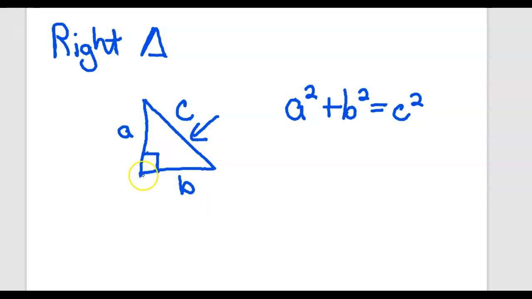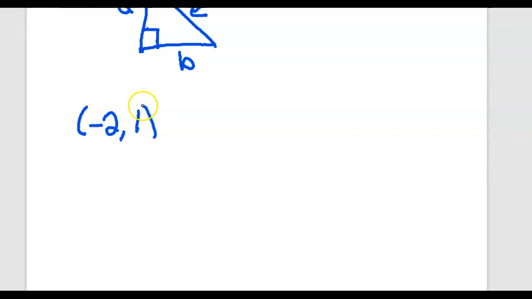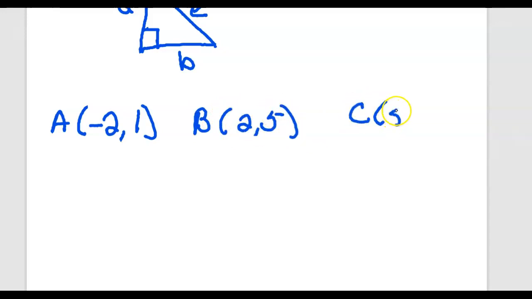Now, when I have just 3 points, and I want to determine if they are points of a right triangle, I need to find the distance between each one. So let's look at if we have -2, 1. This is going to be point A. Point B will be 2, 5. And point C will be 5, 2.